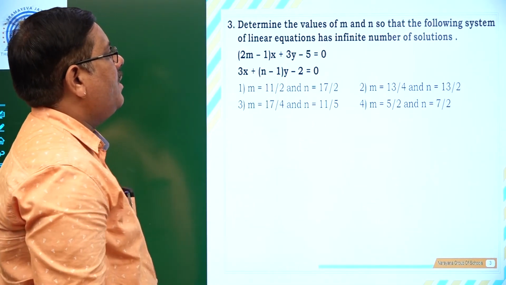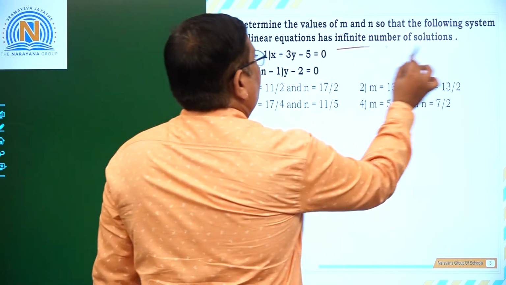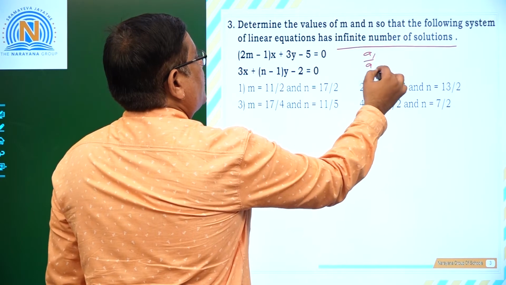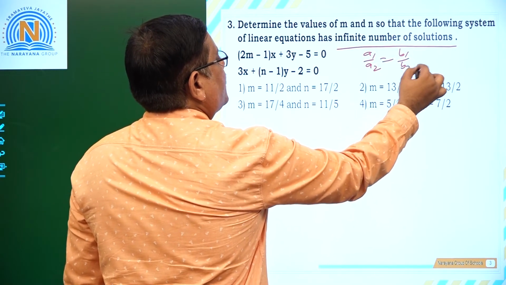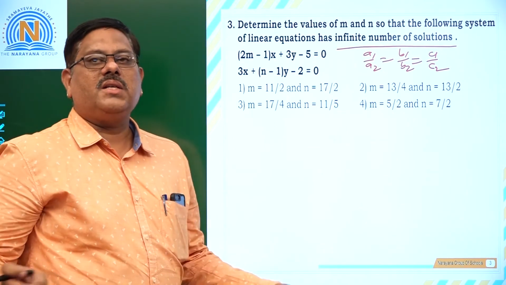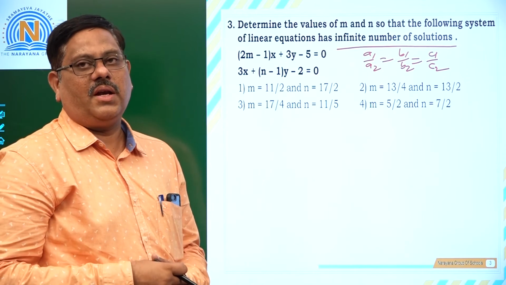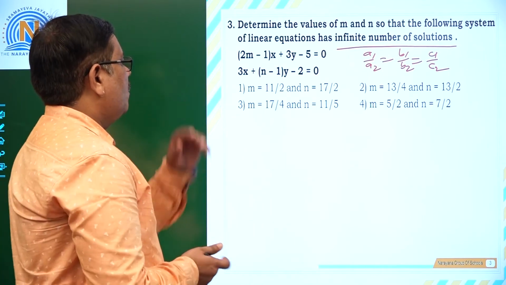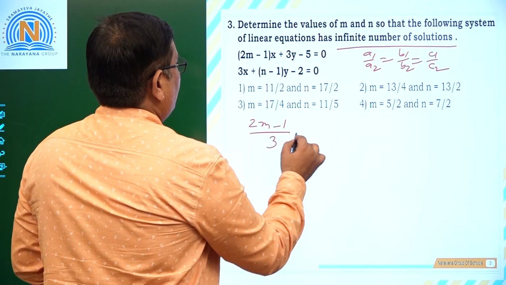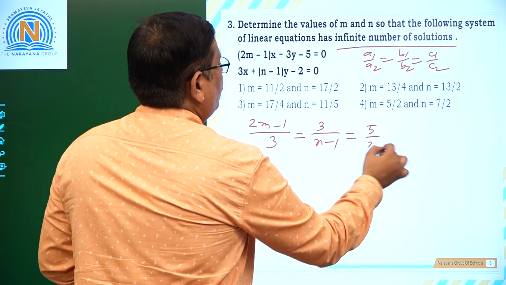Determine the values of m and n so that the following system of linear equations has an infinite number of solutions. Here also the same condition. What is the condition? a1 by a2 is equal to b1 by b2 is equal to c1 by c2. Infinite number of solutions means both the lines are coincidental lines, one line lies on the other graphically. So how to do it now? Same way, m minus 1 by 3 is equal to 3 by m minus 1, that is 5 by 2.